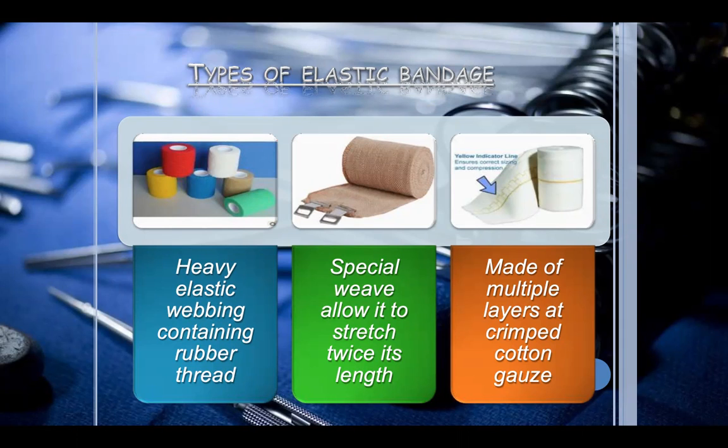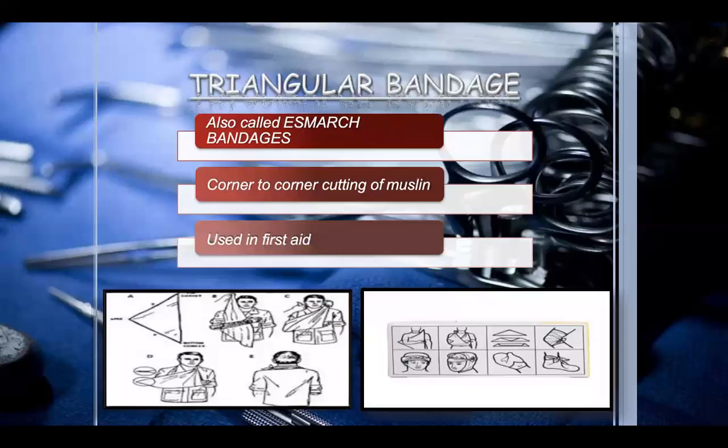So you can also see the pharmacopoeial specification of this crepe bandage over there. It has a length which, when stretched, is double the normal length of the crepe bandage. It is made up of multiple layers of crimped cotton gauze. These are the elastic bandages.